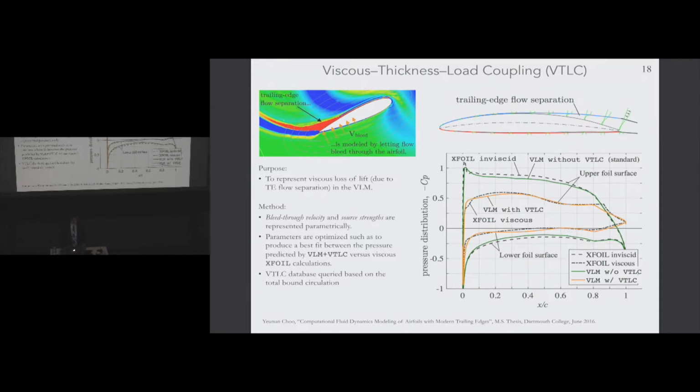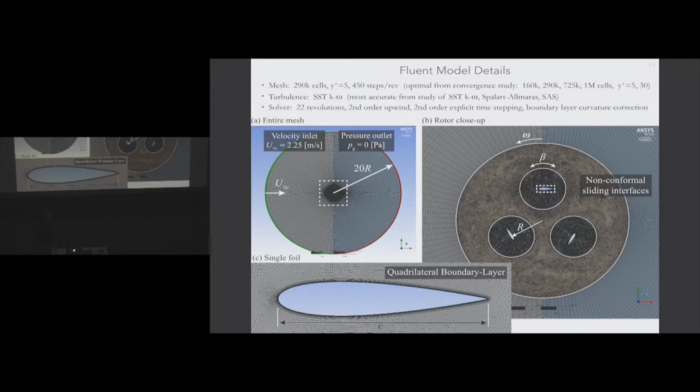So this is the theory. We need to test it versus something. Last talk we tested it versus experiment. This time let's do it versus CFD. So here's an example of the CFD mesh. This is made by one of my graduate students. And so here's a picture of the overall mesh.